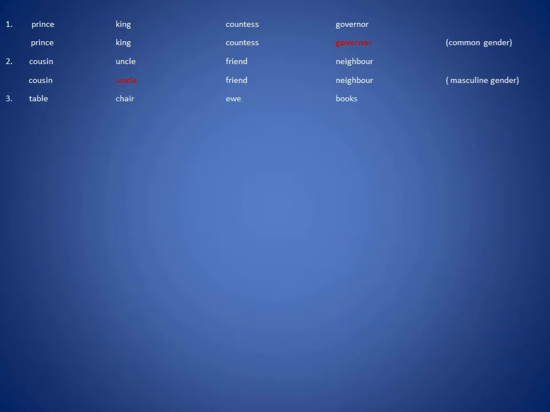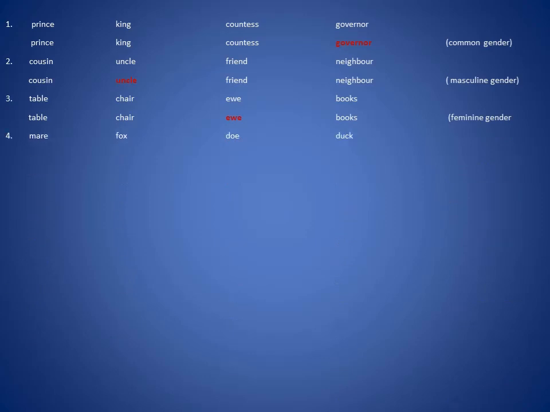Now third one, table, chair, Eve, books. So can you guess which is the odd one here? Table, chair and books, these 3 are coming under neuter gender, but Eve, it's a feminine gender. So Eve is the odd one here and the reason is it's a feminine gender.